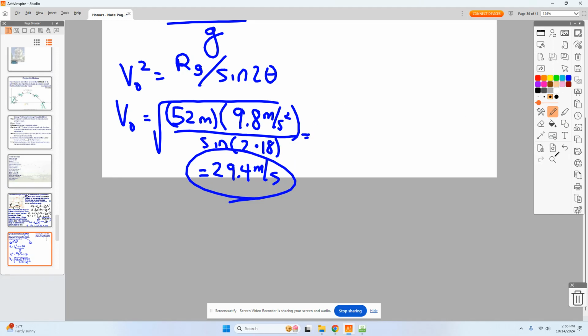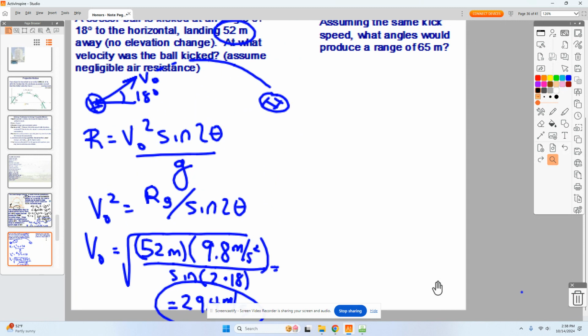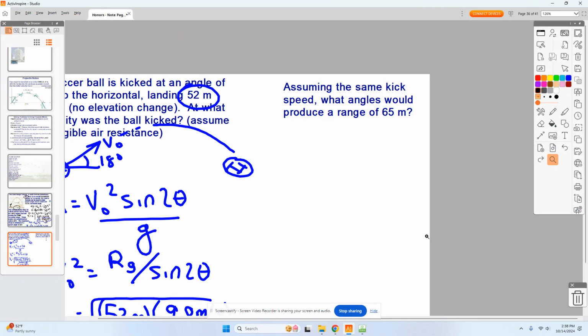And then the last one, this is our last problem that we can do for today. I would like to get it out there to 65 meters instead of 52. So I'm going to change the angle of that launch. And so I want to solve now for the angle that would produce that new range. So again, I start with R is equal to V naught squared times the sine of twice the angle, divided by G. I'm going to solve this now for theta. Rearrange that equation to get theta by itself.